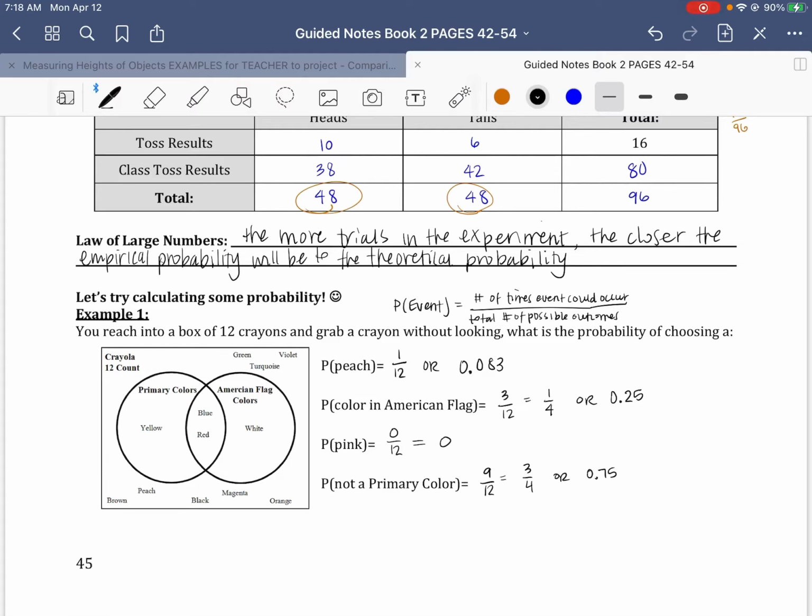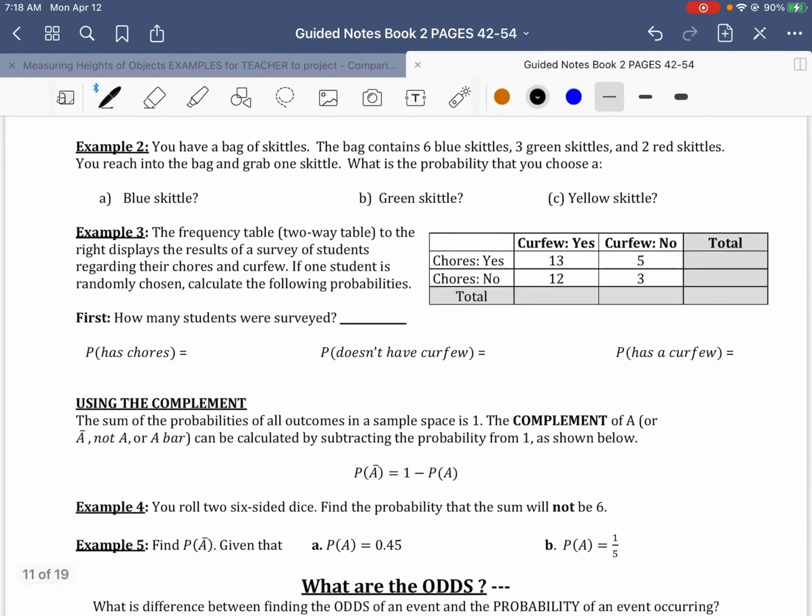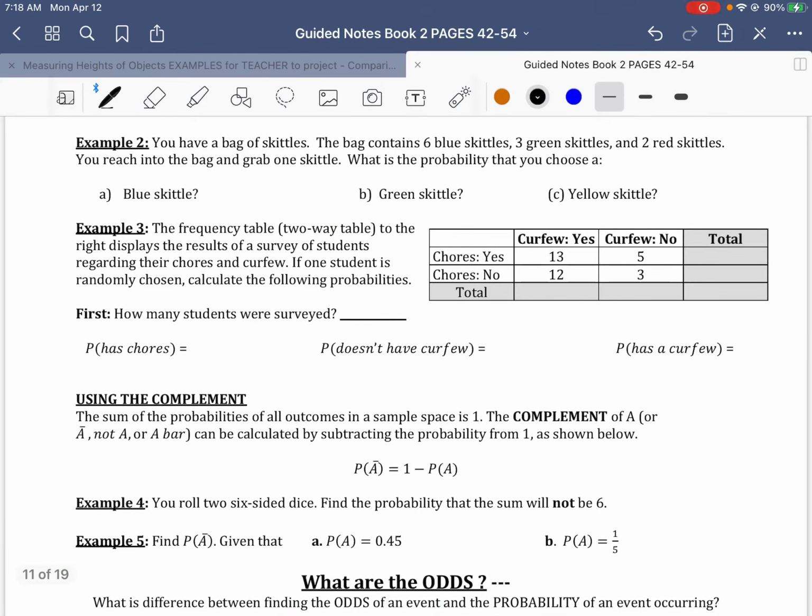Okay, maybe try the next one and then continue the video and see if you can calculate these probabilities here on examples 2 and 3.